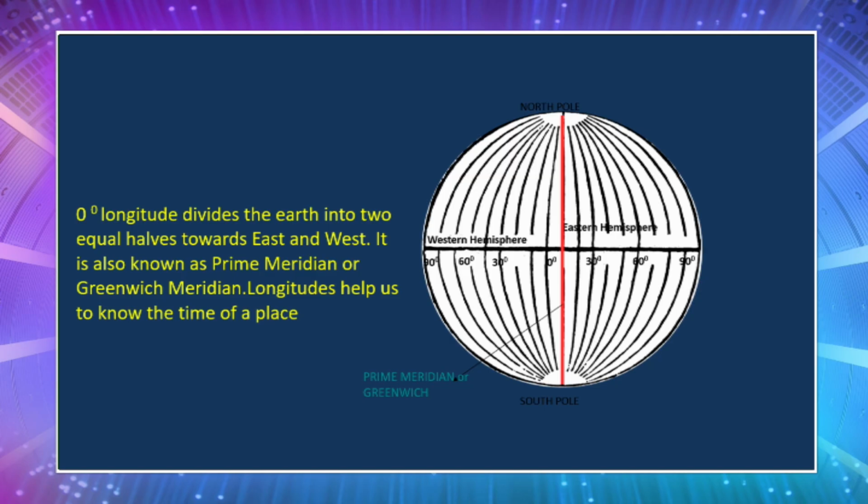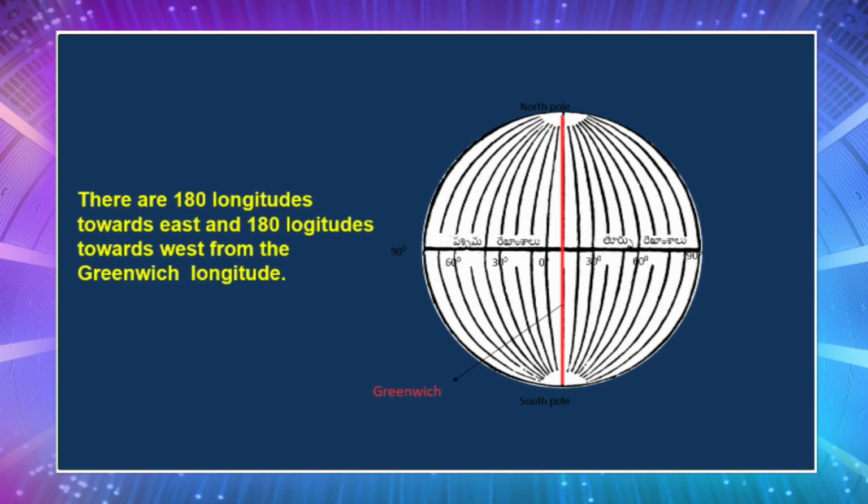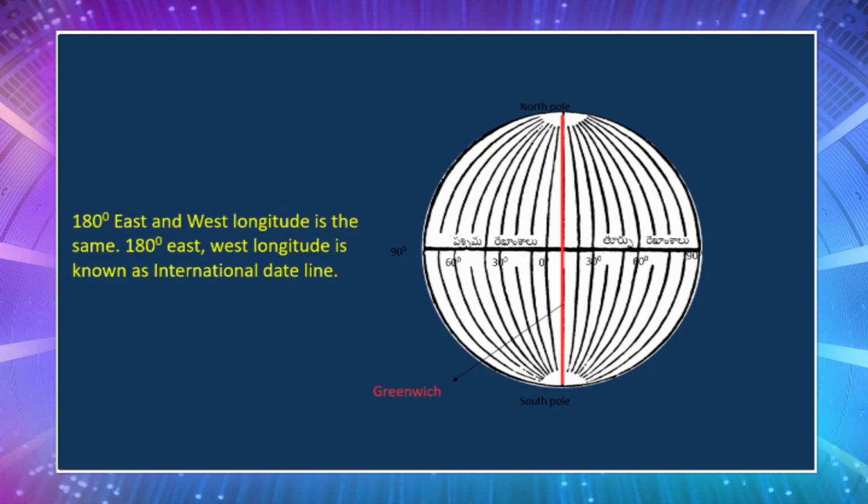Longitudes help us to know the time of a place. There are 180 longitudes towards east and 180 longitudes towards west from the Greenwich longitude. 180 degree east and west longitude is the same, and 180 degree east-west longitude is also known as the International Date Line. Children, longitudes are 360 in total, whereas latitudes are 181 in total.